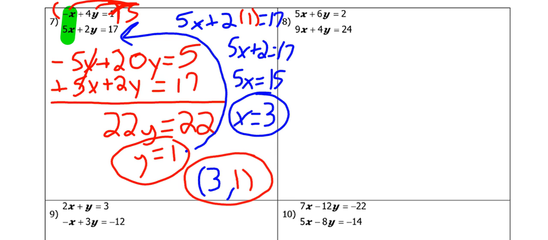Let's do one more example. Let's look at number 8. I'm going to draw that line there to separate. So number 8 is a tough one. We have 5x plus 6y equals 2, and 9x plus 4y equals 24. Now we want to solve the system using elimination. Now when I look at those variables, I don't see any variable that's by itself in terms of having the coefficient of 1.